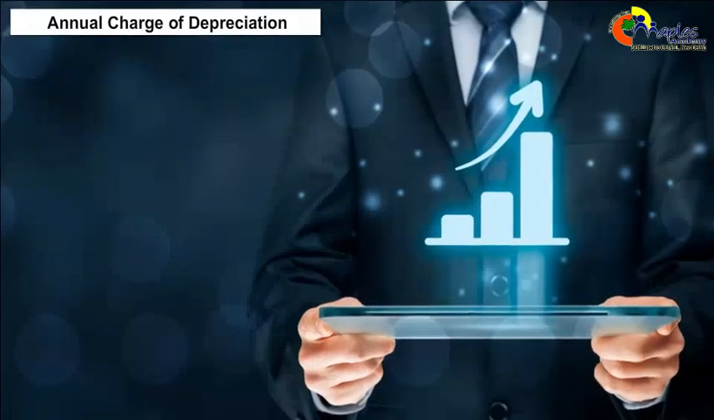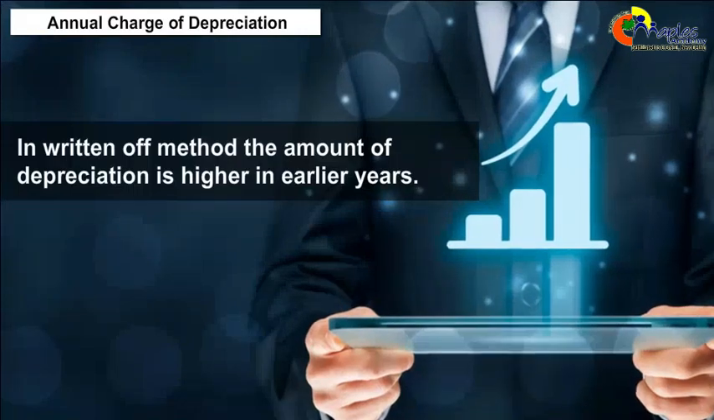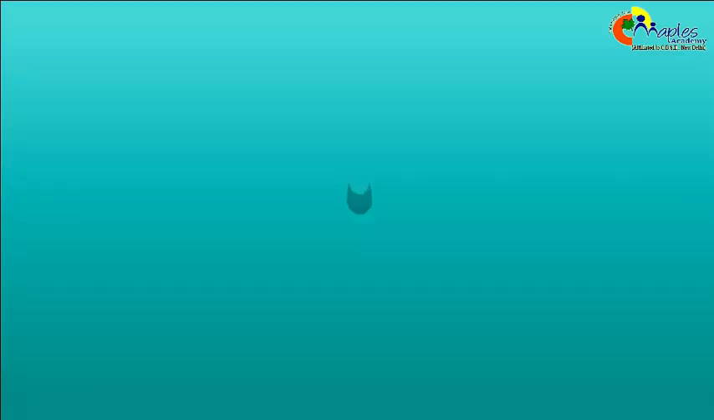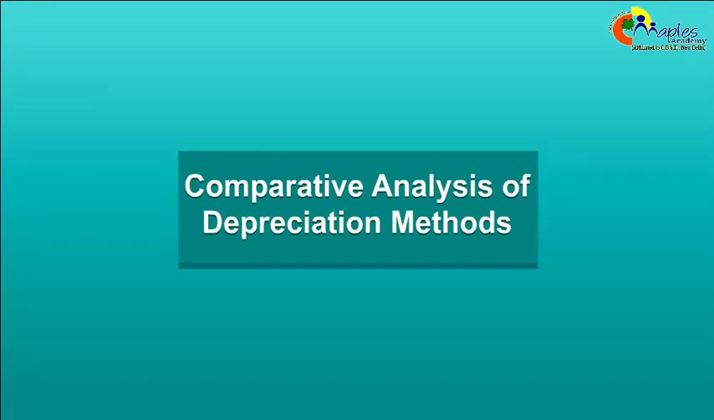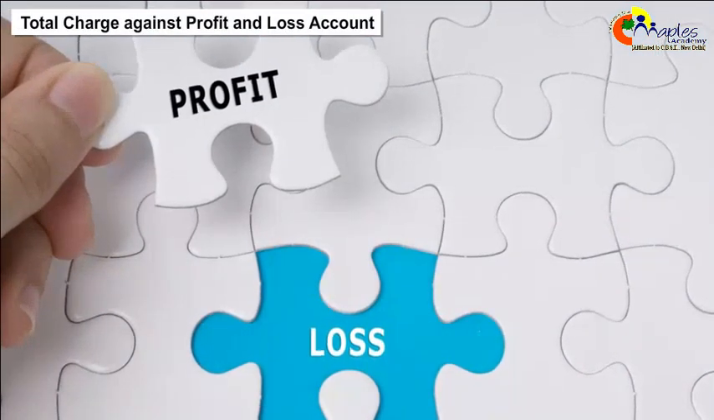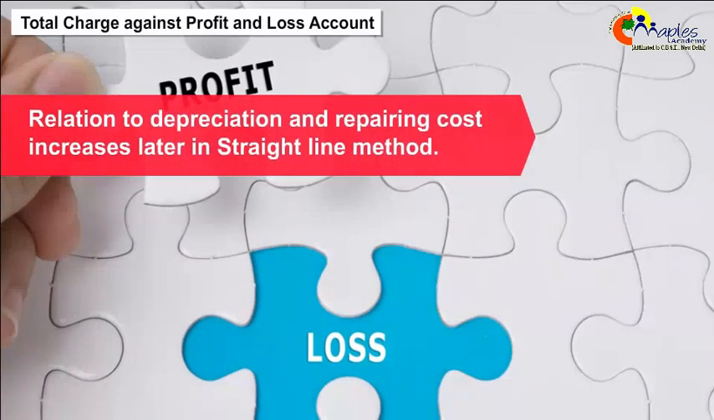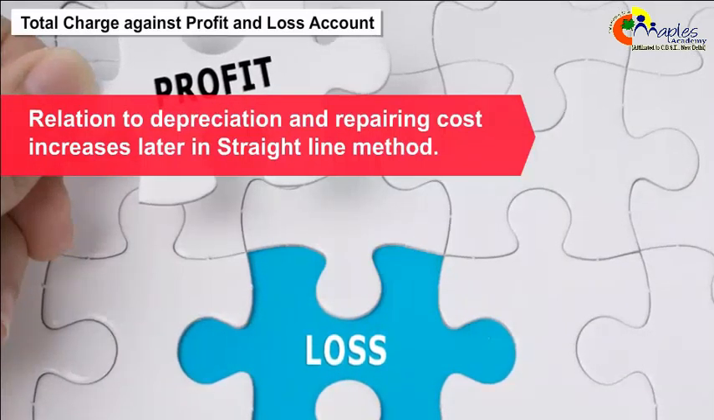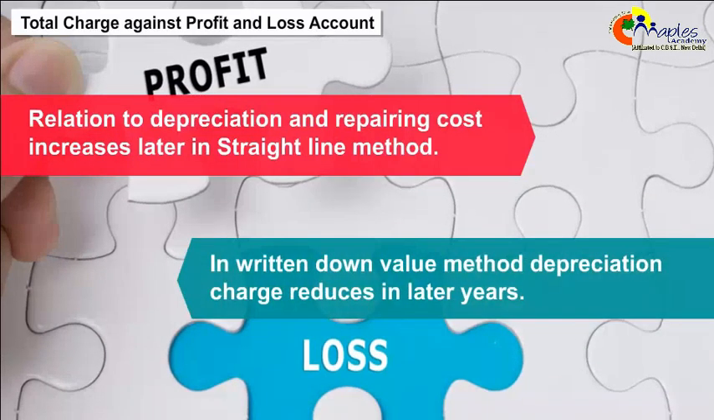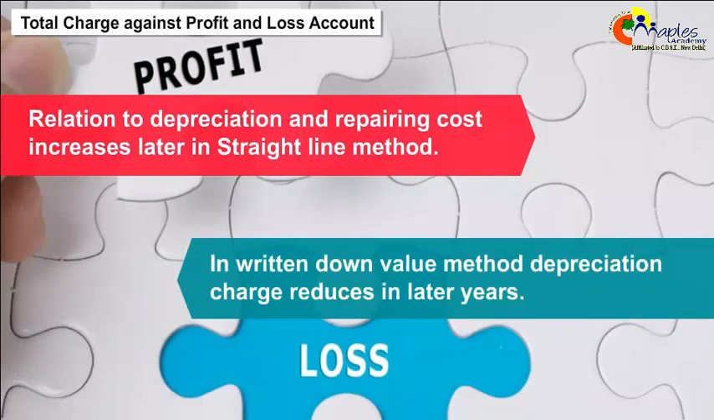Annual charge of depreciation. In written down value method, the amount of depreciation is higher in earlier years, whereas in straight line method, the amount of depreciation remains fixed. Comparative analysis of depreciation methods. Total charge against profit and loss account. The total charge against profit and loss account in relation to depreciation and repairing cost increases later in straight line method, whereas in written down value method, depreciation charge reduces in later years.